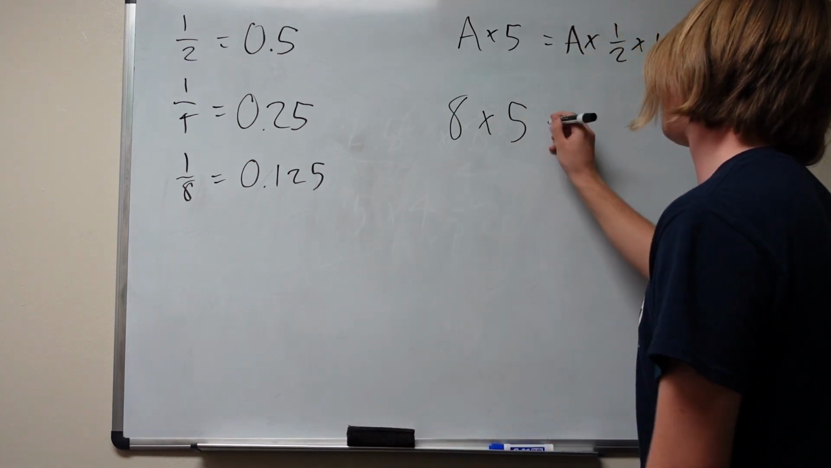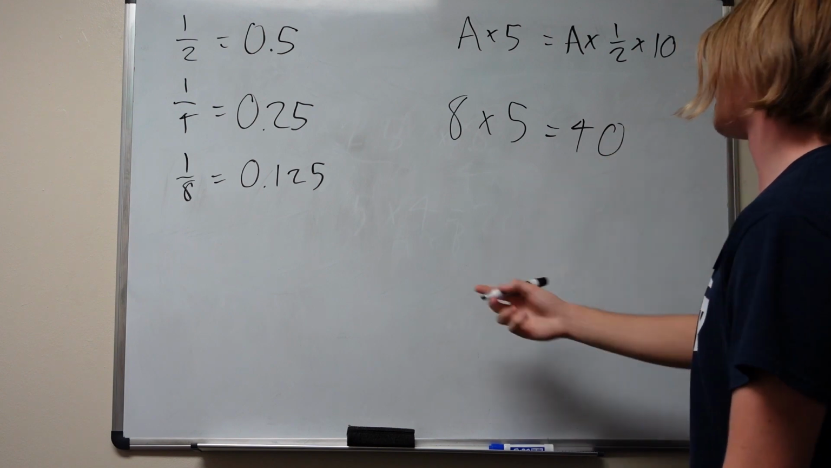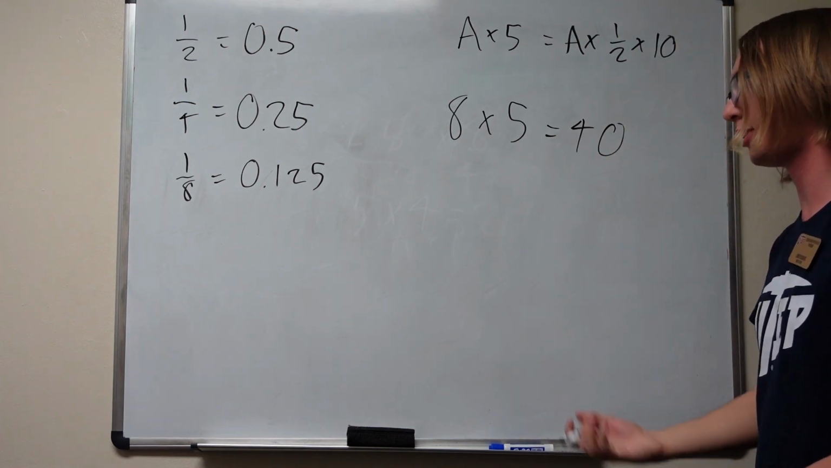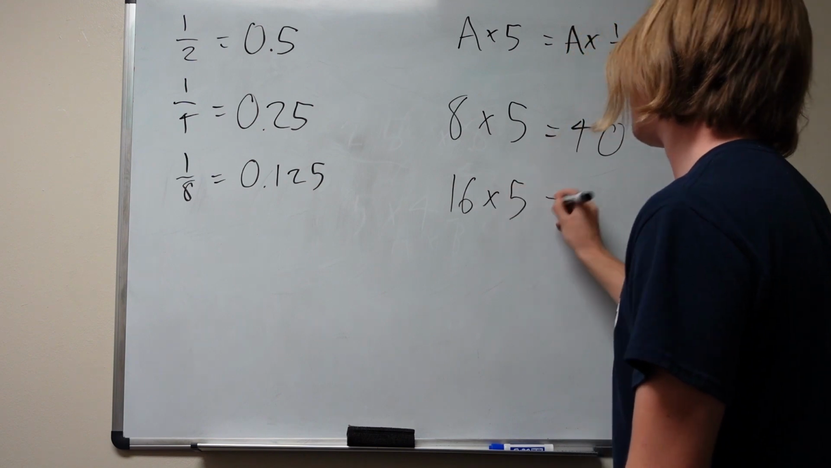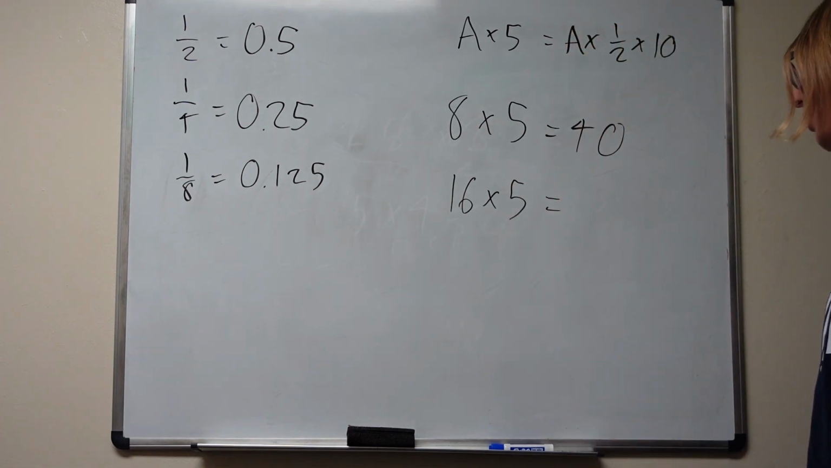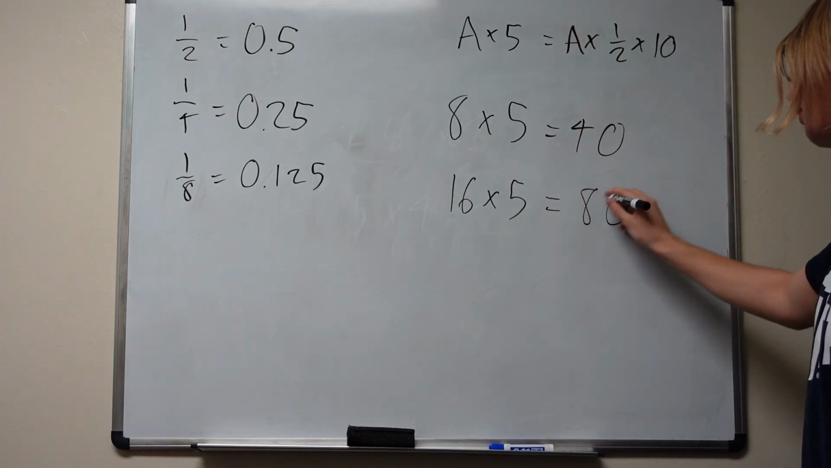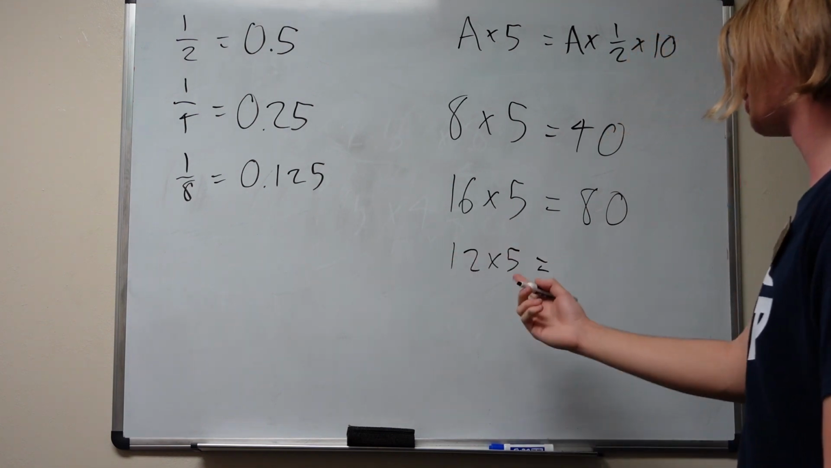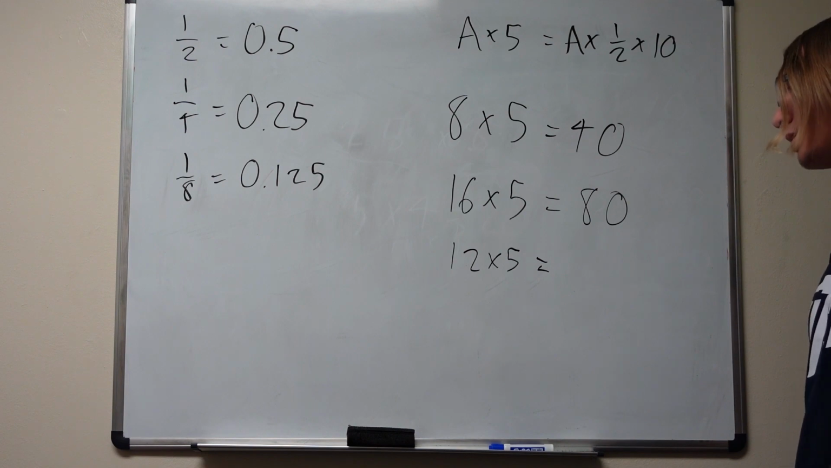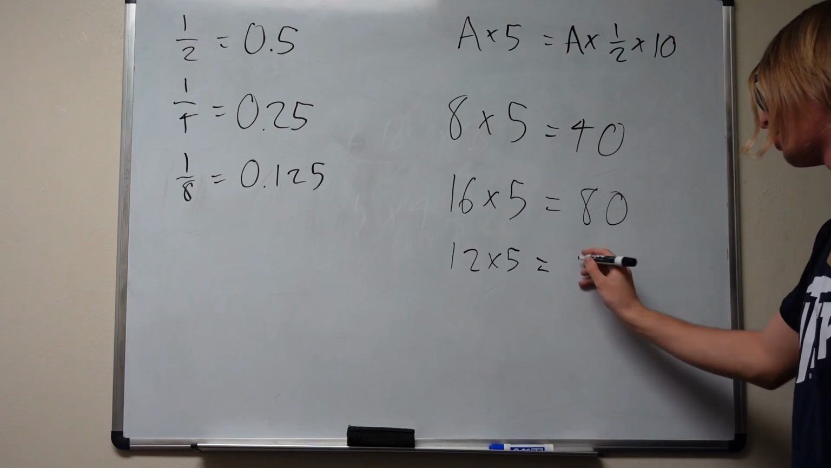4, add a 0. That's how you solve for multiplying by 5. So 16 times 5 is 16 divided by 2, 8, add a 0. 12 times 5. It works better whenever you have even numbers in this case. So 6, add a 0.